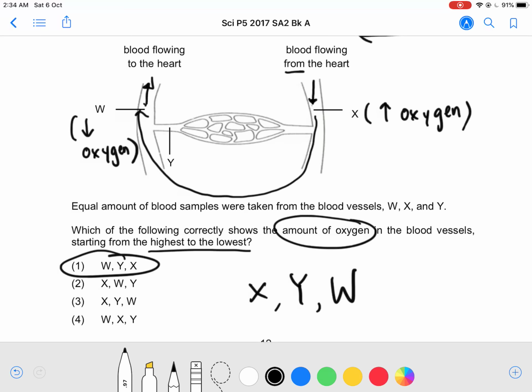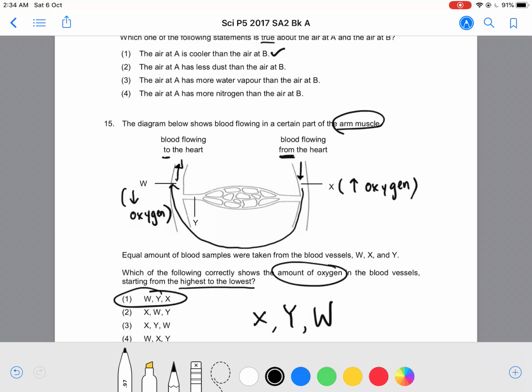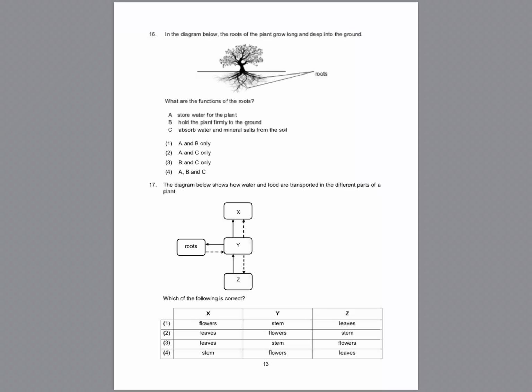So the keywords are quite important: from and to. From the heart, that means it's very fresh. To the heart means it is being sent back to the heart so that it can be breathed out via the respiratory system. Okay, that's question 15. Let's move on. Question number 16.